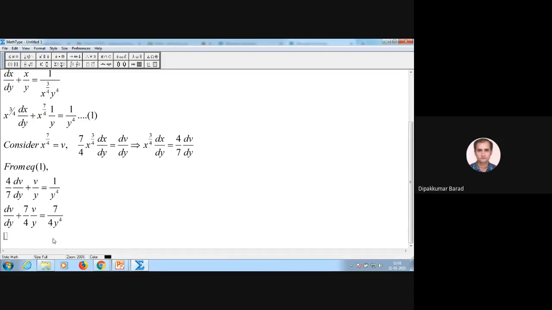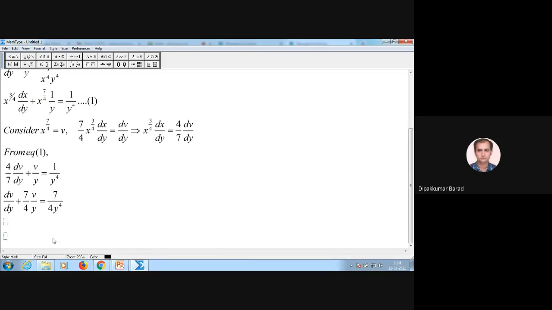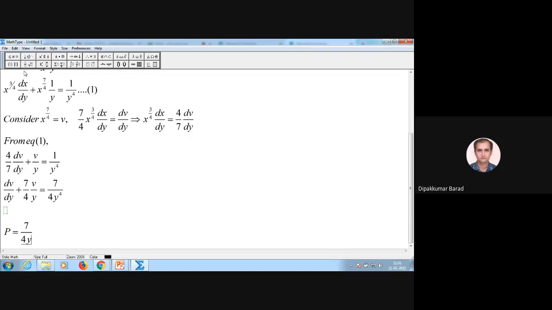Now this is a linear equation in v. So what we can say here: capital P is equal to 7 by 4 into 1 by y, that is, 7 by 4y, and Q is equal to 7 by 4y raised to 4.